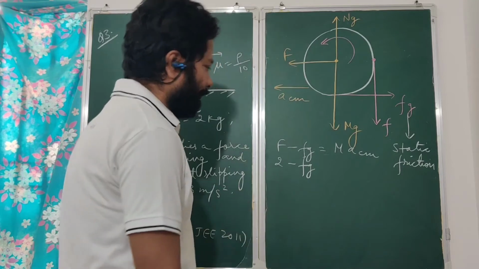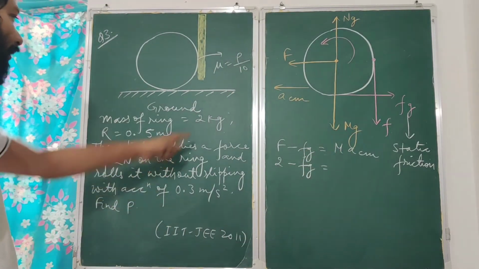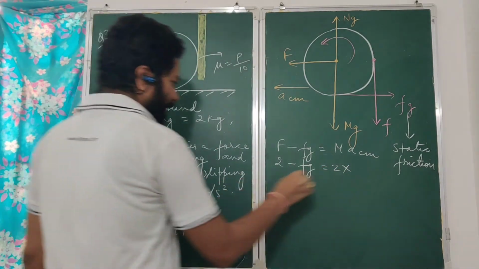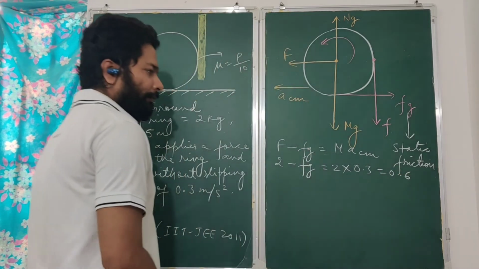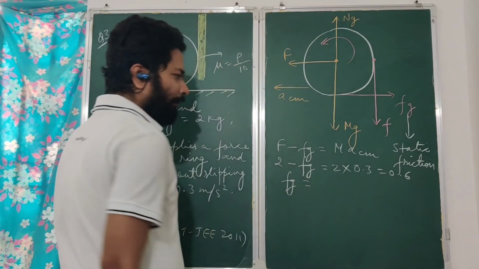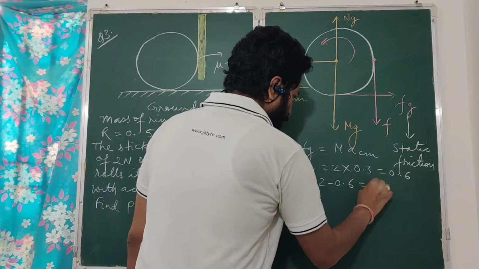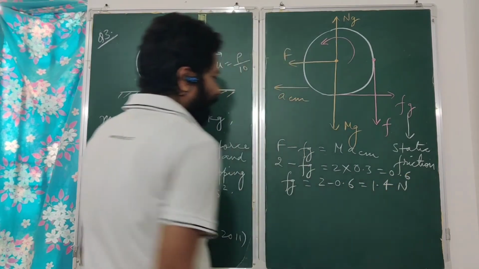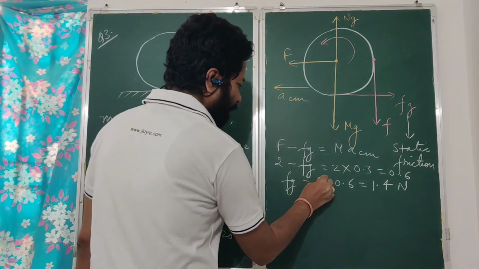So this can be written as mass into acceleration of center of mass. Mass is 2. What is the acceleration of center of mass? 0.3. So this is 0.6. So what is the frictional force from the ground? 2 minus 0.6, that is equal to 1.4 Newton. So this is 1.4 Newton, that is the frictional force from the ground.